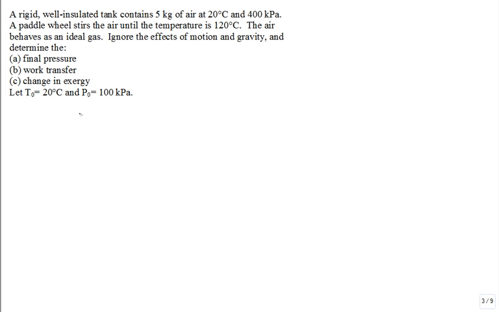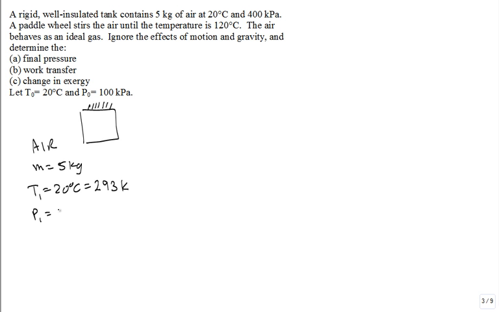A lot of times when you're confronted with a problem, you introduce a little illustration, you try to organize the information given. So this is a rigid tank and it's well insulated, and it has a mass of 5 kilograms of air. The initial temperature is 20 degrees C, 293 Kelvin, and an initial pressure of 400 kilopascal. I anticipate we need the temperature in Kelvin. Why not just get it in Kelvin right away?